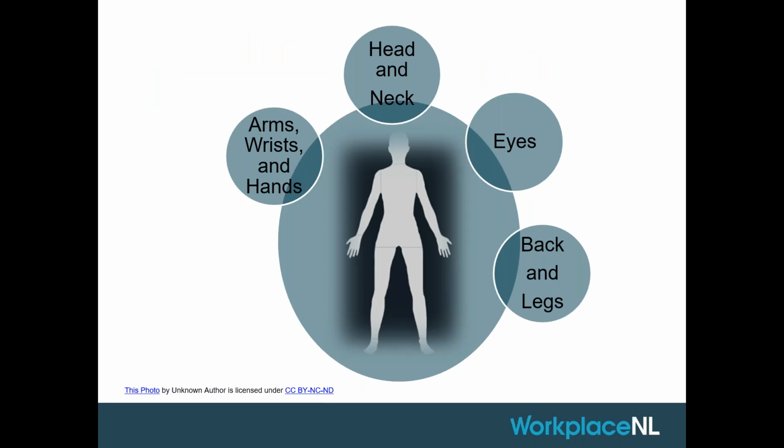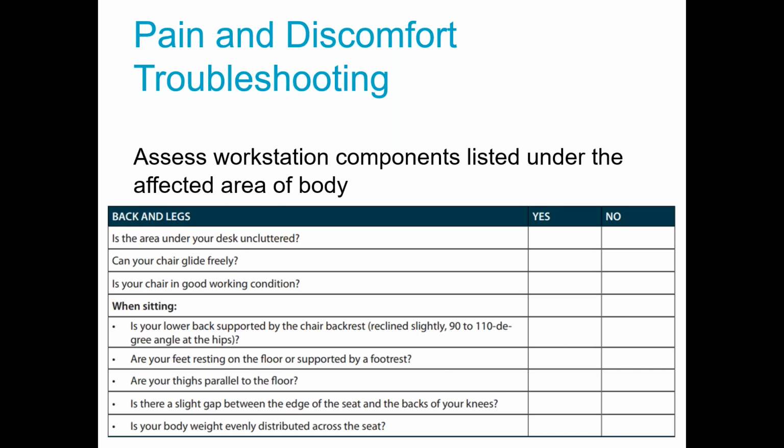The checklist has 4 sections that focus on specific parts of the body: the arms, wrists, and hands, head and neck, eyes, and back and legs. In this way, it can be used as a pain and discomfort troubleshooting tool. If you're experiencing discomfort in a particular area of the body, you could refer to the section on the checklist for that body area and look for possible reasons for the discomfort, and then hopefully make the appropriate adjustments. This is an example.